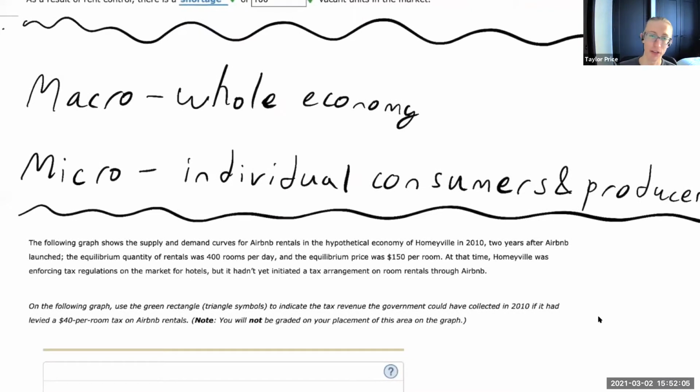So just really quickly, a couple people asked what's the difference between macro and microeconomics? Macro is the entire economy and the entire world economy, whereas in micro we're looking at individual consumers and producers, and also individual markets. So that's the difference between macro and microeconomics. And micro is also usually much more math based than macro.